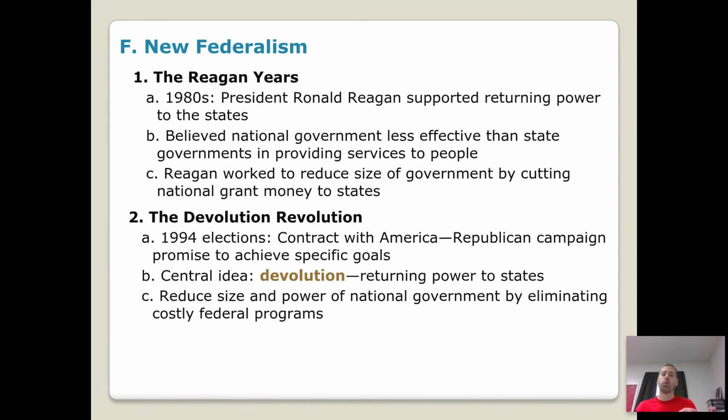So we have the early dual federalism. Then we have cooperative federalism of the 30s and 40s. Then we have creative federalism of the 60s. Now in the 80s, we have an idea of new federalism. And new federalism was brought about by Ronald Reagan. And he said, you know what?